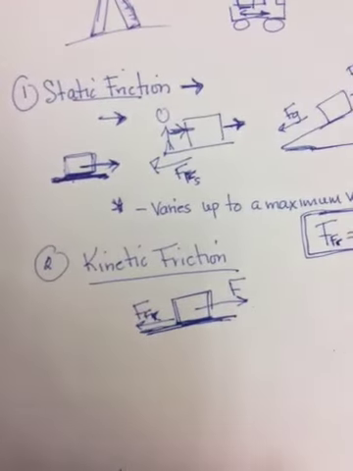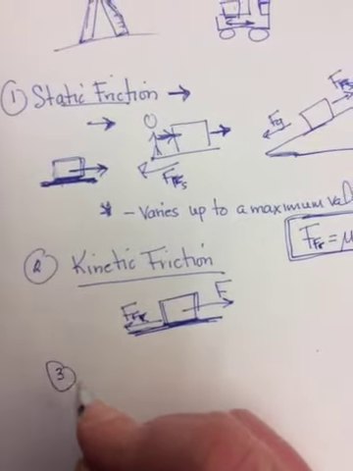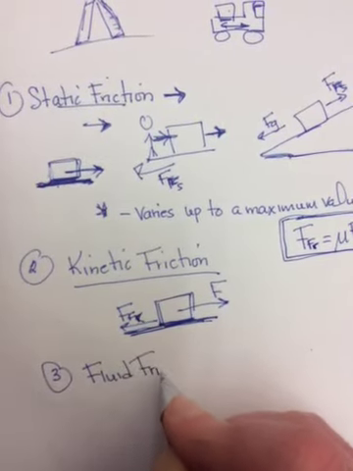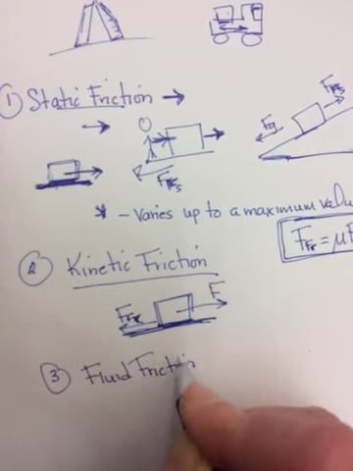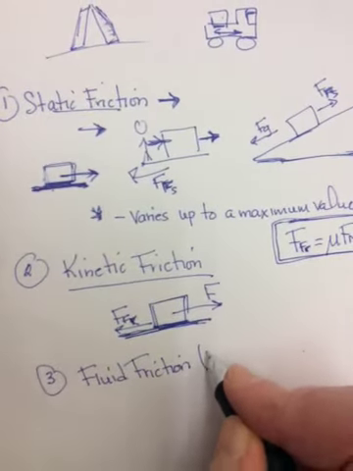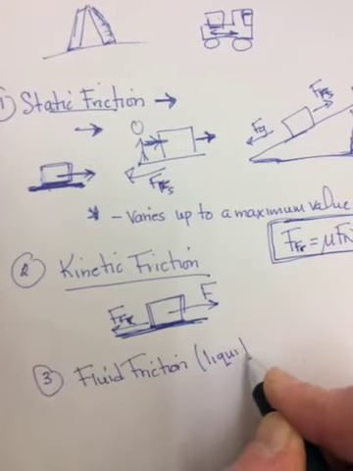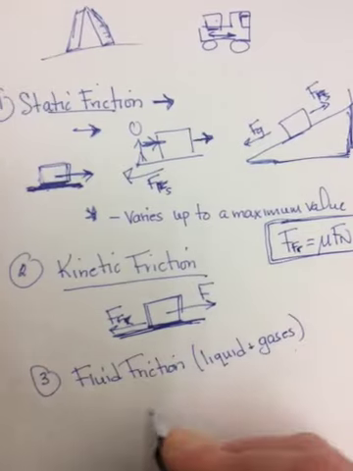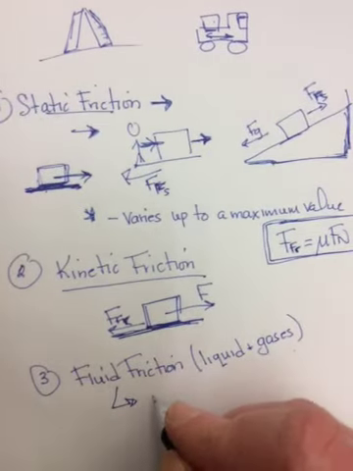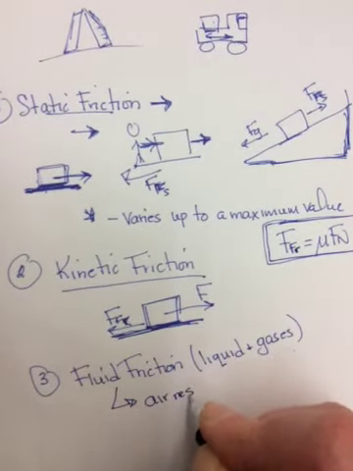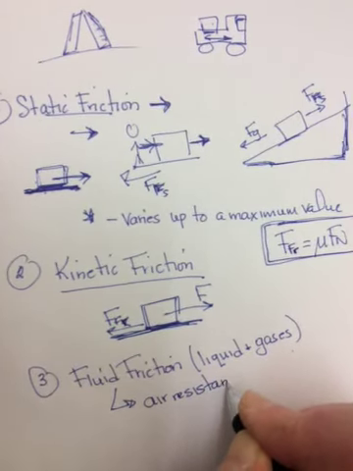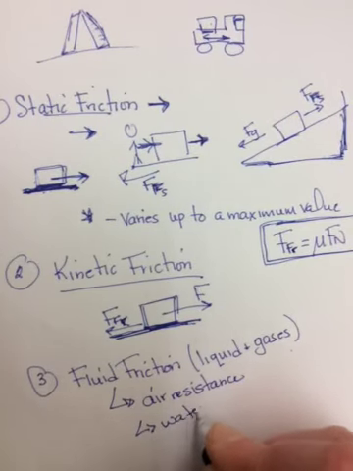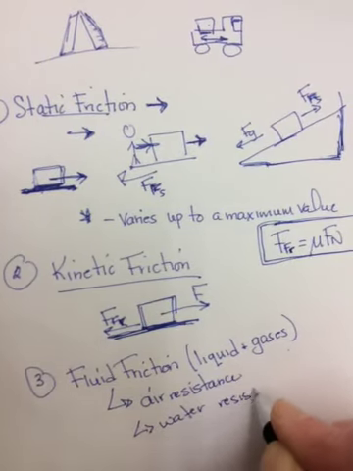Okay, there is a third type of friction, and the third type of friction is called fluid friction. And when we talk about fluids, you should know, I think from chemistry, that fluids are both liquids and gases. So this is friction that occurs in liquids and gases. The two most common types of fluid friction are air resistance, which we've already talked about a little bit, and water resistance. Those are the two most common types.